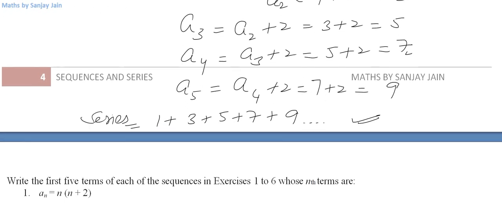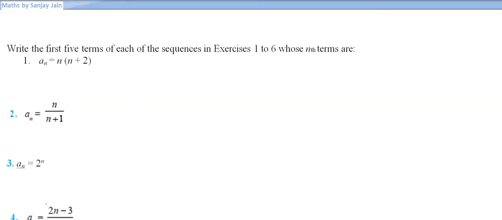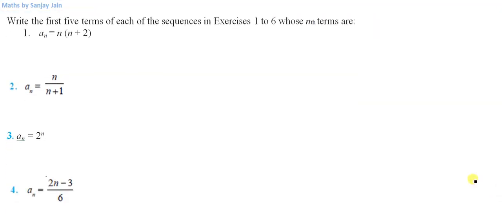Let us move on to the exercise now. These are also pretty basic questions. I think everybody should be comfortable with these and can do these really fast. So these are from 1 to 6, nth terms are given, and we just need to write the first 5 terms of each of the sequences.